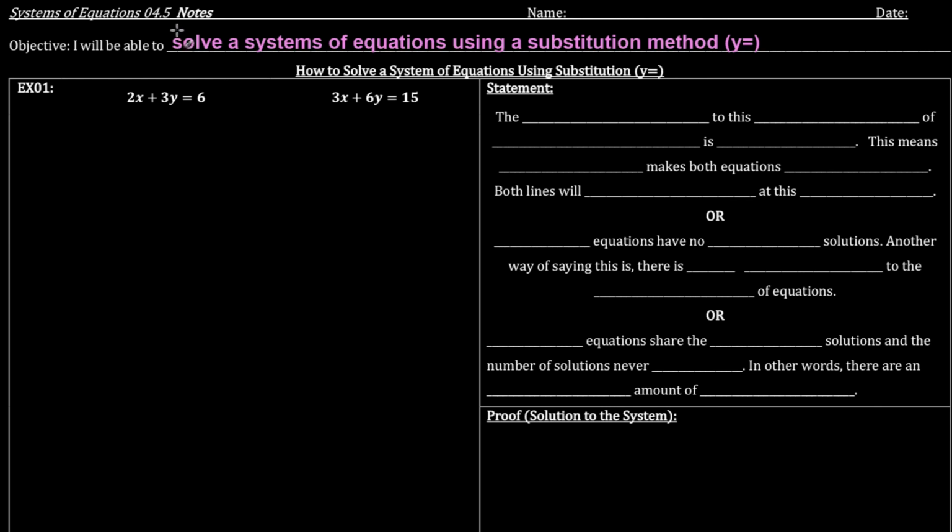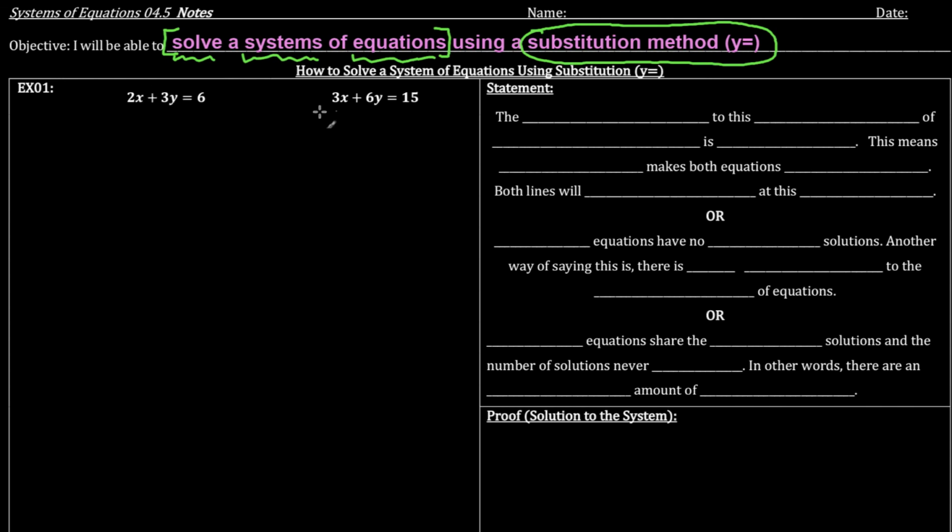All right, so in this lesson, we are going to solve a system of equations using substitution. So we're going to use a substitution method, a different one. I like to refer to this one as y equals because we're going to make something say y equals. So example 1: 2x plus 3y equals 6 and 3x plus 6y equals 15.